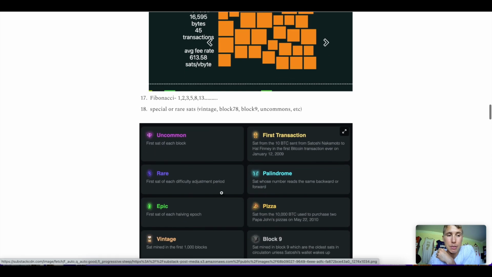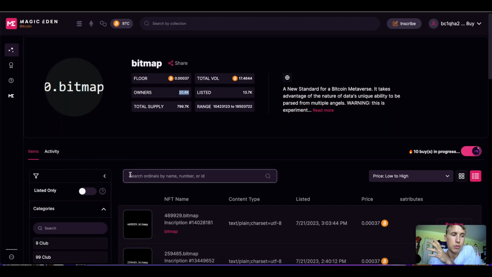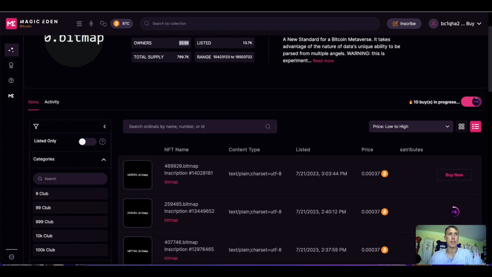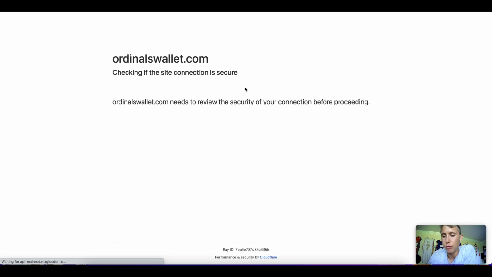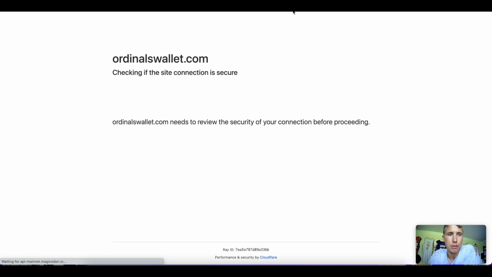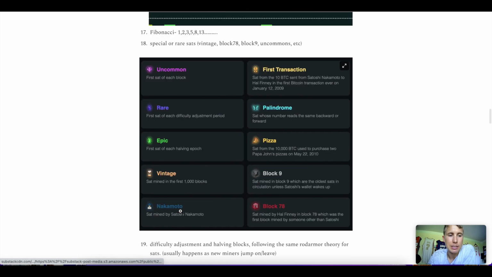Then you even have the ones that are on special or rare sats. There's actually an easy way to filter based on the special and rare sats. This is on Ordinals Wallet. So if you go to Ordinals Wallet and go to collect and go under Bitmap, you are actually able to filter based on the different sattributes. So you can look for the pizza sats, and I'll show you what that looks like. You got the pizza sat, which is basically the 10,000 Bitcoins used to purchase the 2 pizzas.